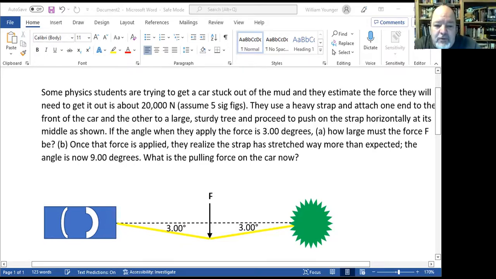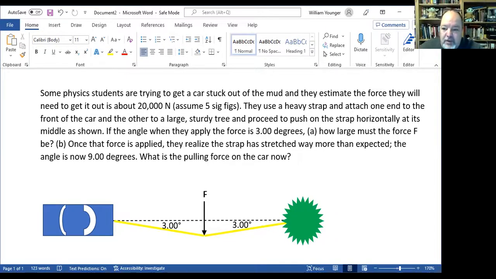So some physics students are trying to get a car stuck out of the mud, and they estimate the force they will need to get it out is about 20,000 newtons. They use a heavy strap and attach one end to the front of the car and the other to a large sturdy tree and proceed to push on the strap horizontally at its middle as shown. So I'm splitting the strap dead center so that both the angles will be symmetric, and that makes it a little easier. If the angle when they apply the force is 3 degrees, how large must the force be? So that's the first part of the problem.